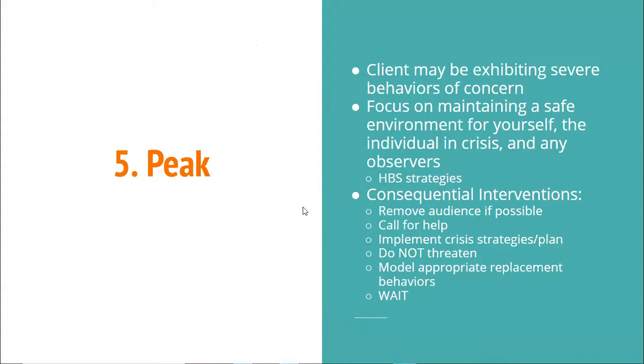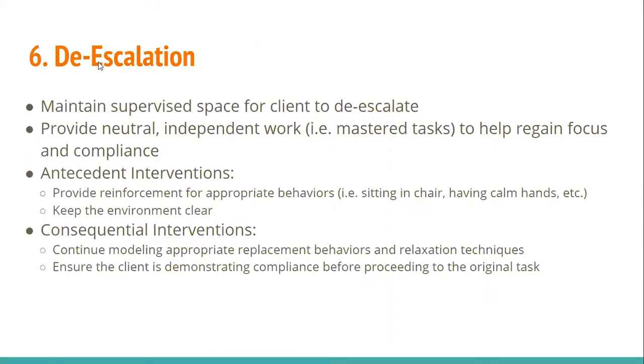Okay, so once we have used our HBS strategies, we have escaped whatever we need to escape, and we are working on de-escalating, we have our next phase. While clients are in their peak behavioral state of escalation, we are still trying to use our strategies like behavioral momentum, coping skills, etc., if it is appropriate for the client. If we're just waiting out, we're just waiting out sometimes. But as we are working now on this phase 6 of de-escalation, we want to make sure that we are, one, maintaining a supervised space for clients.